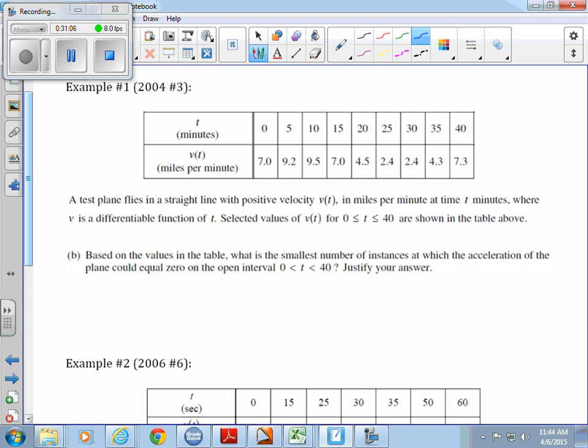So based on the values in the table, what is the smallest number of times at which the acceleration could be 0? We're talking about the derivative of this being 0. Here's where it's really nice to know Rolle's theorem. This is a real AP question. What has to happen between those 2 points? The slope has to be 0, right? Everyone agree? So what's the smallest number of times that the acceleration could be 0? 2.